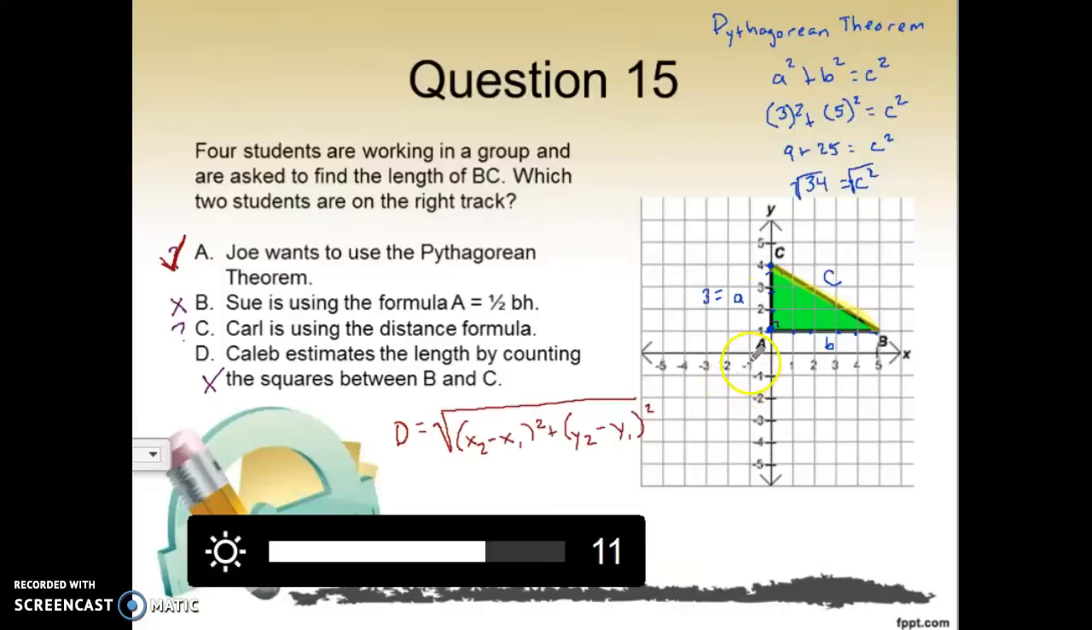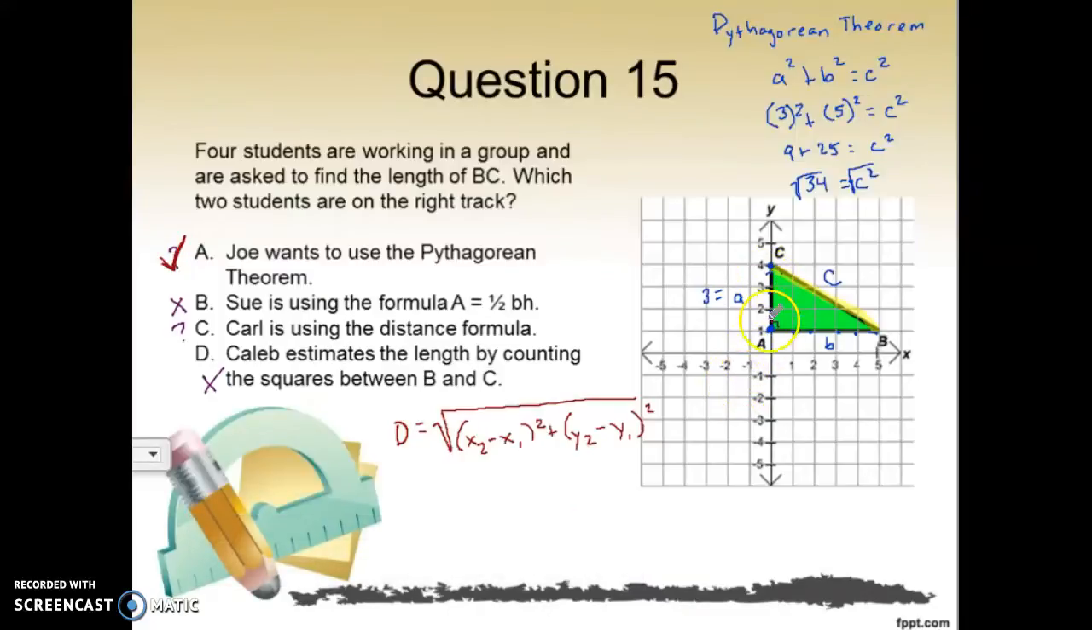So it's basically just the Pythagorean theorem written in a different format. If I look at this, x2 minus x1 basically just tells me the distance between 2 points. Okay, so it's basically like using the Pythagorean theorem. So yeah, Carl here can use the distance formula, and Joe can use the Pythagorean theorem, and both of those will help him find the length of segment BC, or our highlighted hypotenuse there. All right, hopefully that'll help you on your question 15 as well.